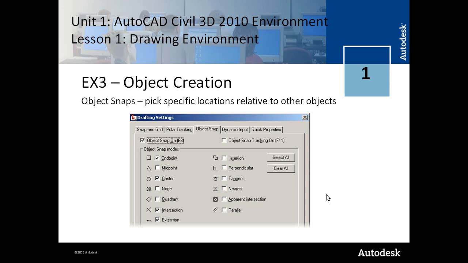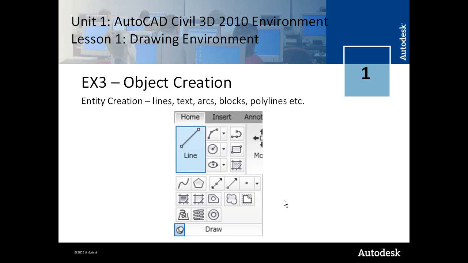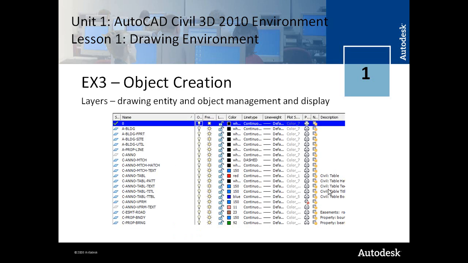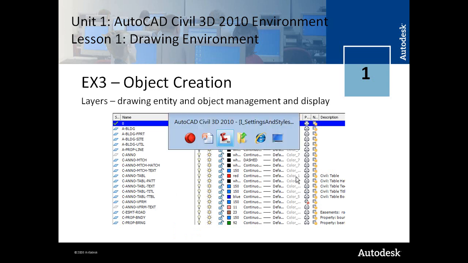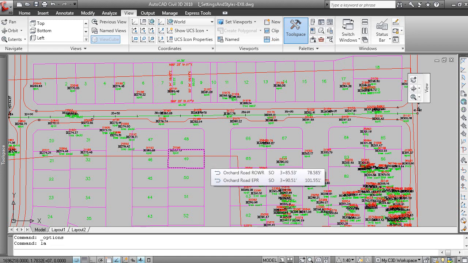Exercise 3 addresses object creation and specifically gets into snapping. So object snapping is the ability to draw a line from the end point of another line, or the midpoint of a line, or from the center of a circle. It allows you to physically locate objects based on tying into a specific location on another object. And lessons on just creating lines, text, arcs, blocks, and polylines. Also, layers are discussed in exercise 3. Obviously a very important component of AutoCAD.